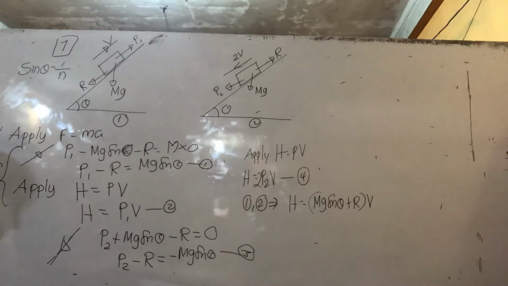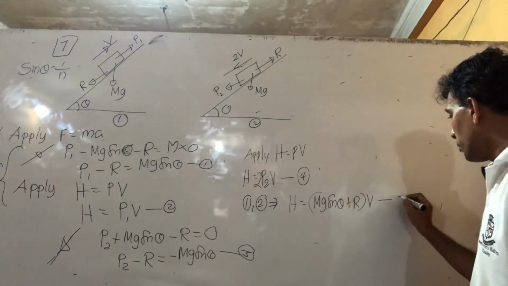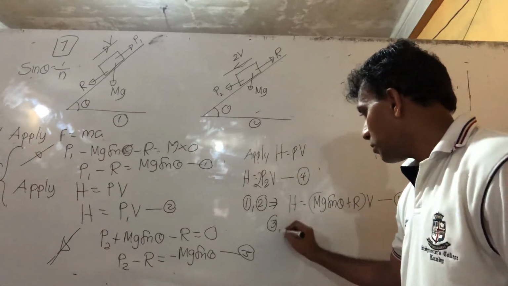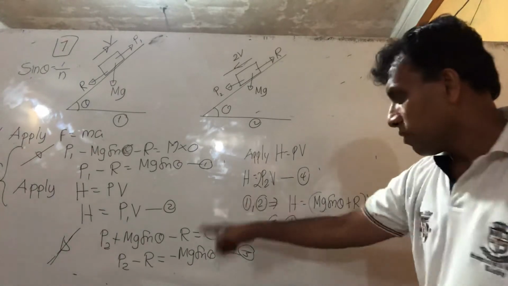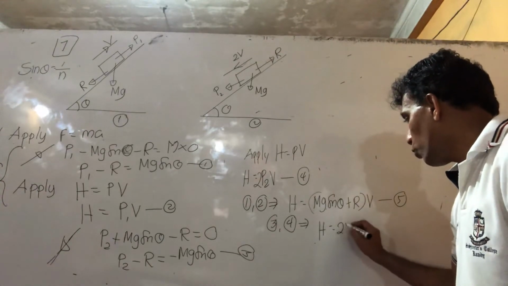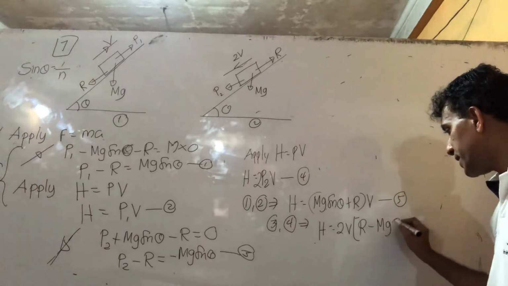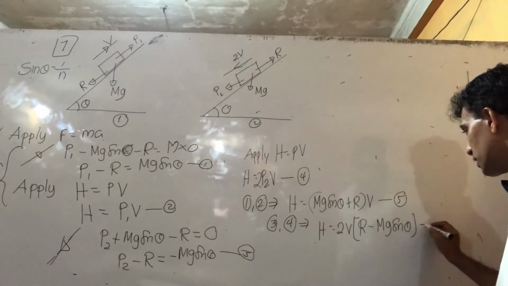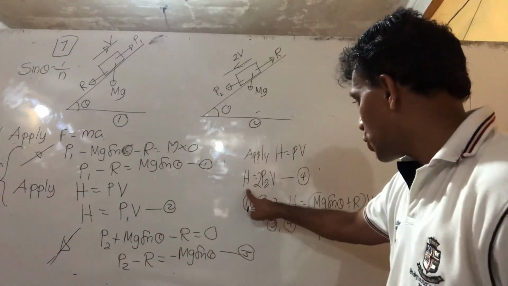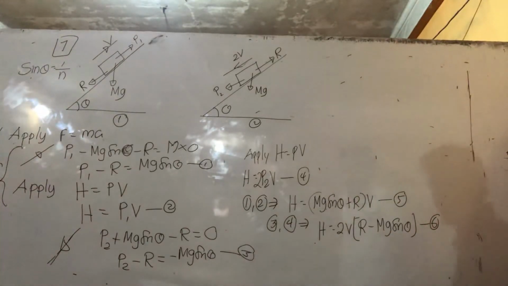Can I mark this equation 5? Okay. Now see equations 3 and 4, the same method. Take P2 as the subject and apply here. So capital H equals 2V times P2. What is P2? R minus mg sine theta. Can I say this is the sixth equation? Check: P2 equals H over 2V, and P2 is R minus mg sine theta.